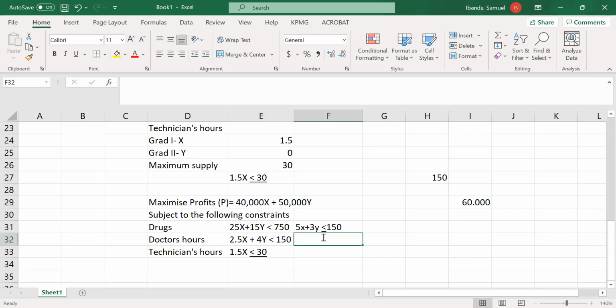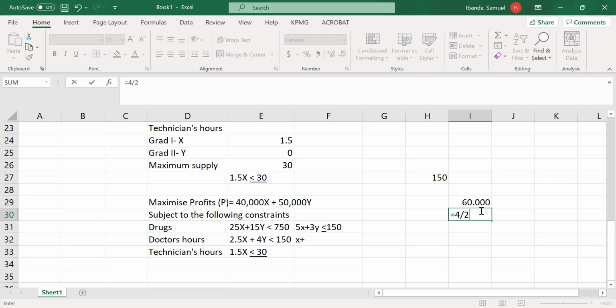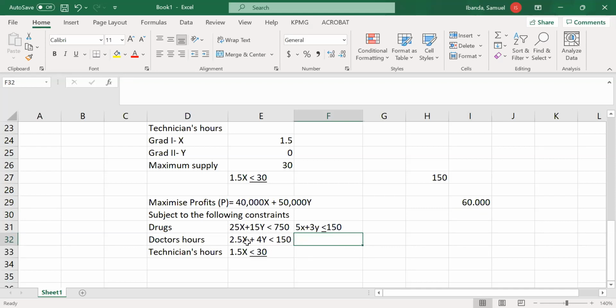So this will be x plus, okay, 4 divided by 2.5. Oh, okay, 4 is not a factor of 2.5, so it takes me back to decimal points. So it does not save me anything. So I'll leave this one the way it is, because when I divide 4 by 2.5, I'll still have decimal points.